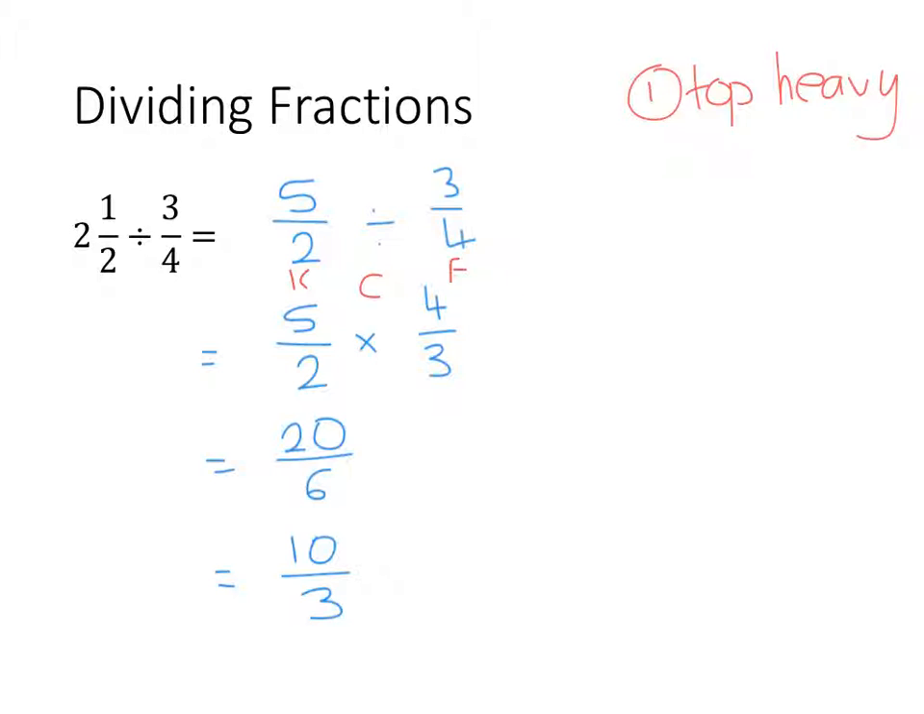Now we can spot that it's a top heavy, 20 over 6, but we can do a bit of simplification first. So 20 over 6 is going to become 10 over 3 if we divide top and bottom by 2. And now we can deal with the fact that it's top heavy. 3s into 10 go 3 times with 1 left over, remembering that the denominator always stays the same.